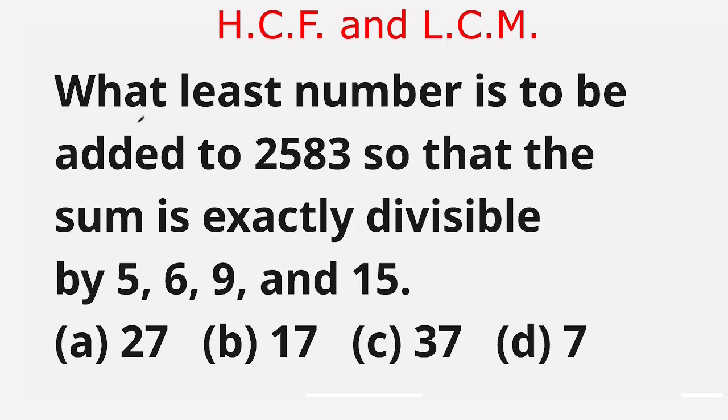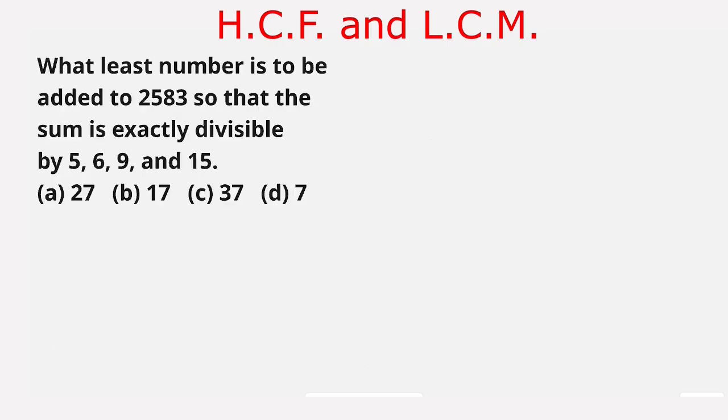Our question is, what least number is to be added to 2,583 so that the sum is exactly divisible by 5, 6, 9 and 15. The given options are option A 27, option B 17, option C 37, option D 7.